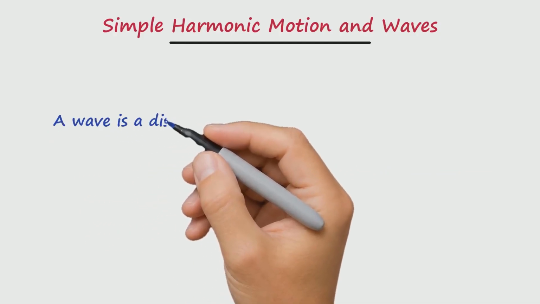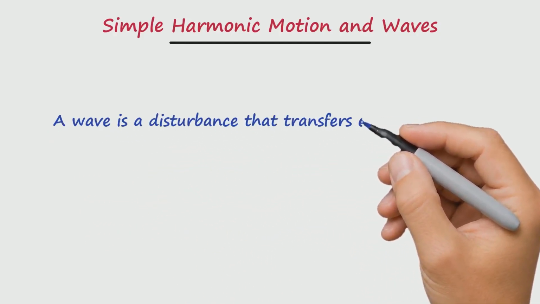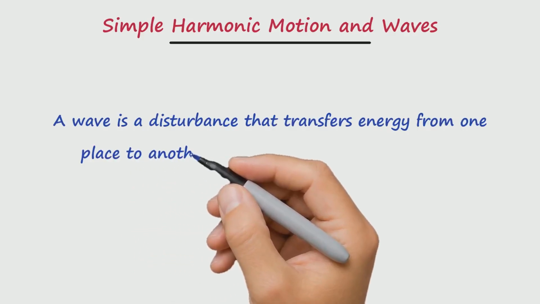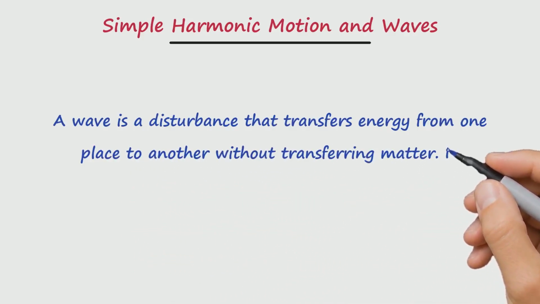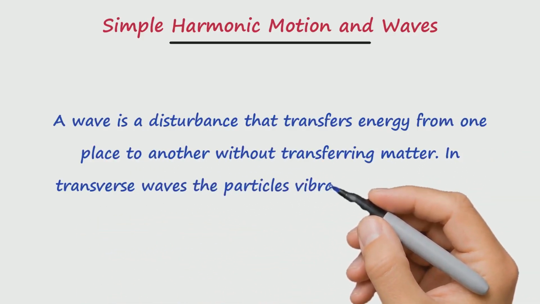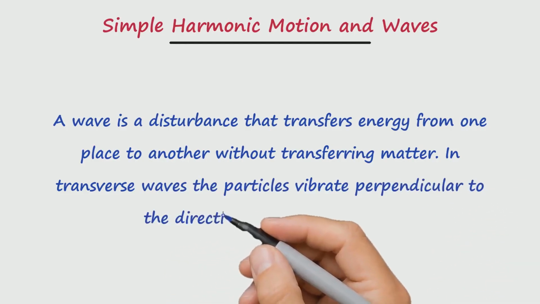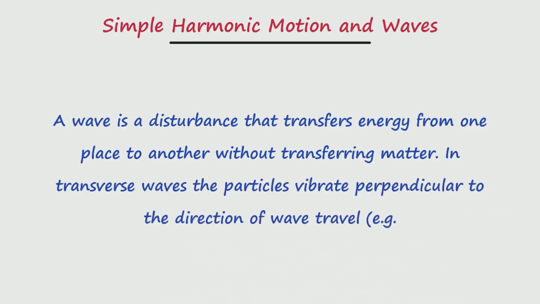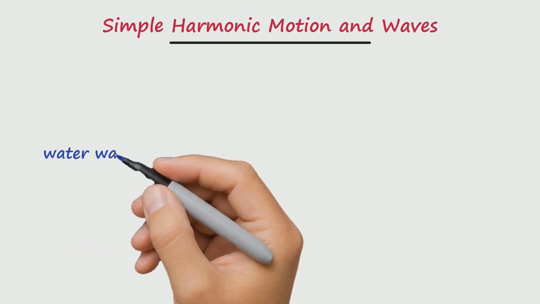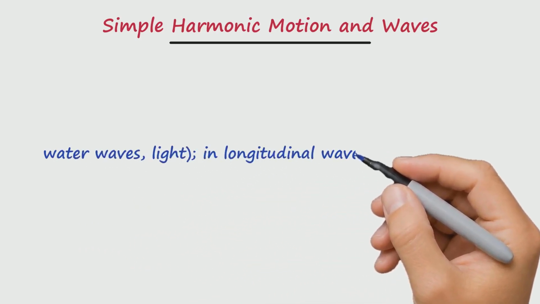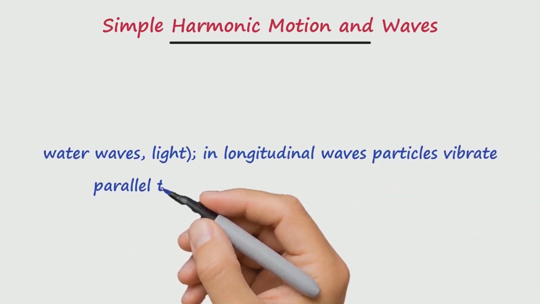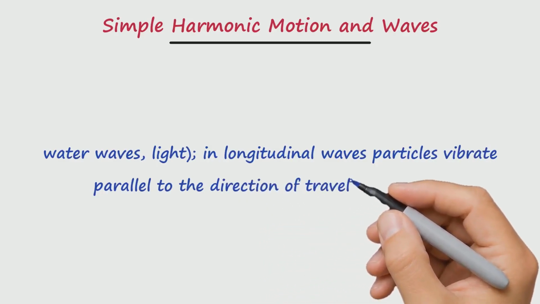A wave is a disturbance that transfers energy from one place to another without transferring matter. In transverse waves, the particles vibrate perpendicular to the direction of wave travel, e.g. water waves, light. In longitudinal waves, particles vibrate parallel to the direction of travel, e.g. sound.